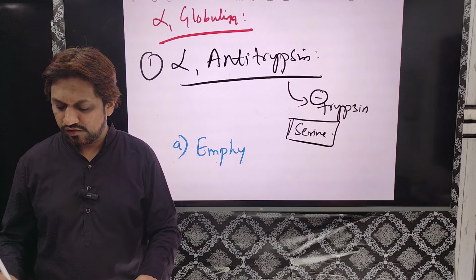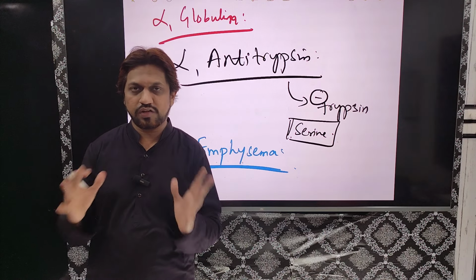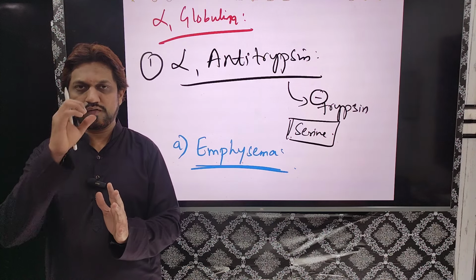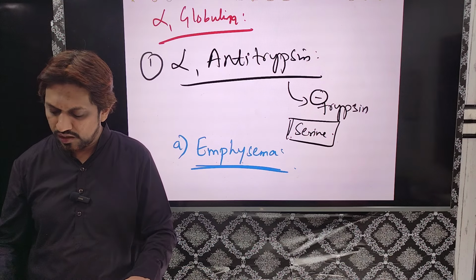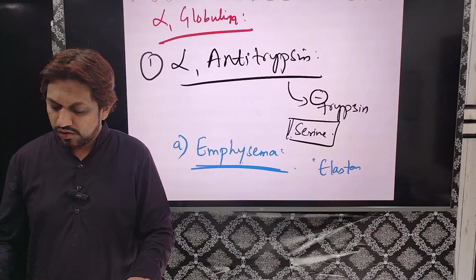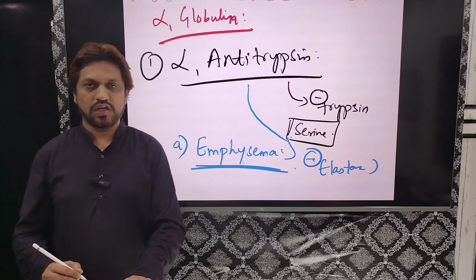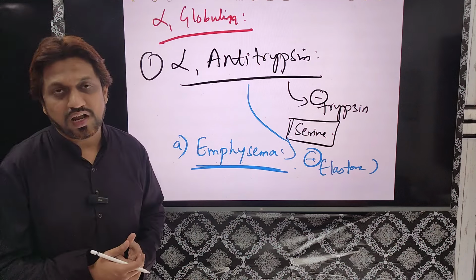One clinical condition is known as emphysema. Basically, in the lungs there is elastic tissue. This elastic tissue is destroyed, or eaten up, by chemicals or enzymes known as elastase. Now, alpha 1 antitrypsin will generally inhibit this elastase and prevent the destruction of the elastic tissue.